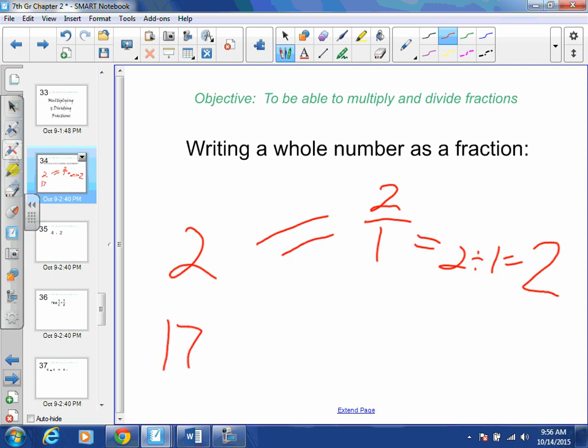If I gave you the whole number 17, I could write that as a fraction by using 17 as my numerator and 1 as my denominator. If I wanted to check if I was right, I would just do the division problem and take 17 divided by 1, which is 17.